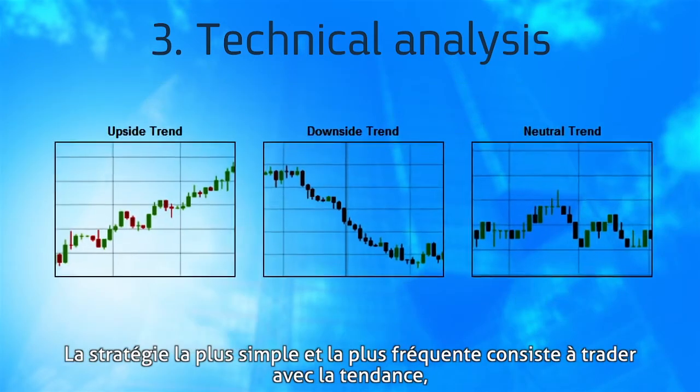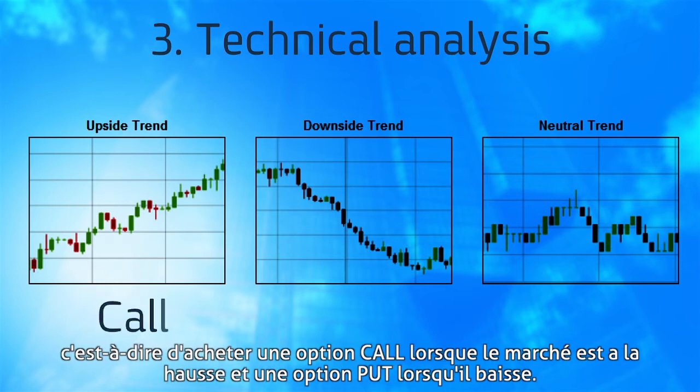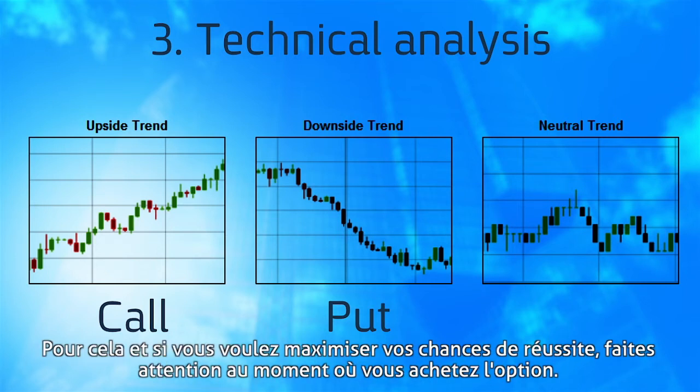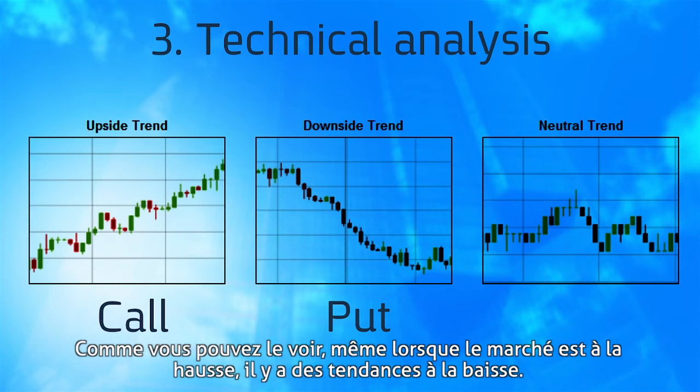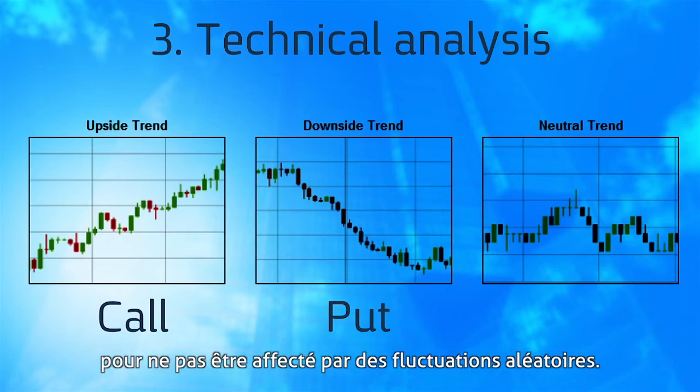The simplest and most common strategy is trading with a trend, meaning buying a call option when the market is on the rise and a put option when the market is in decline. In order to do this right and maximize your chances of success, pay attention to the timing of buying the option. Even when the market is rising, there are decline trends. If you trace a general rising trend, many times it would be better to buy when the price declines a bit, so as not to be affected by random fluctuations.